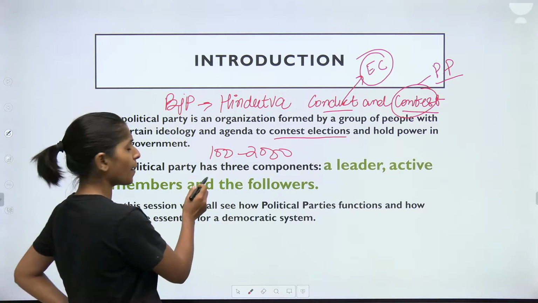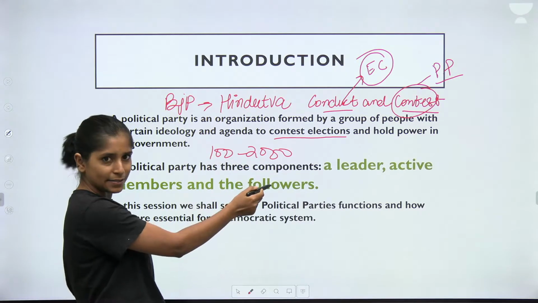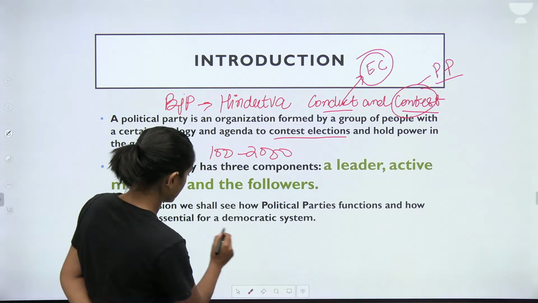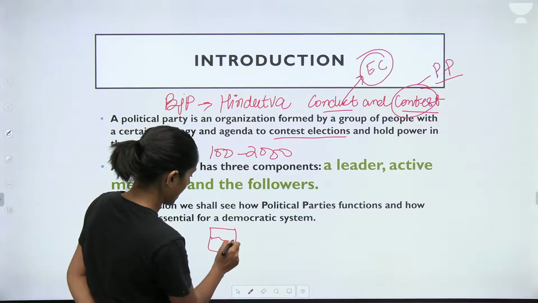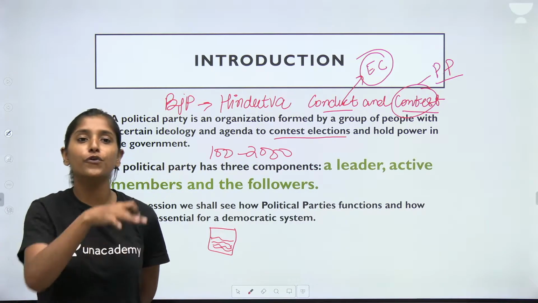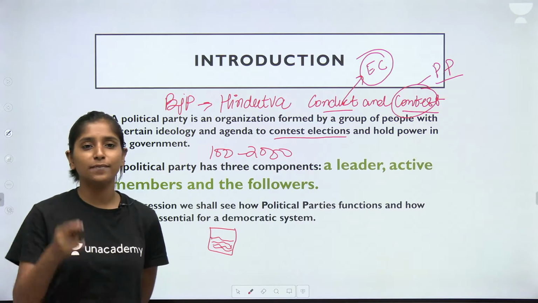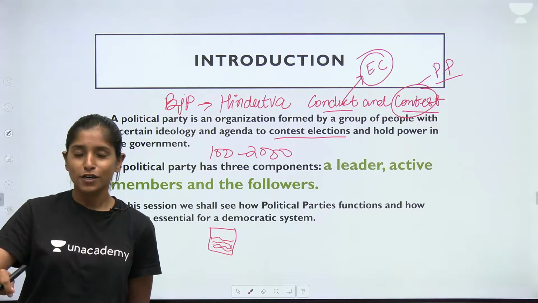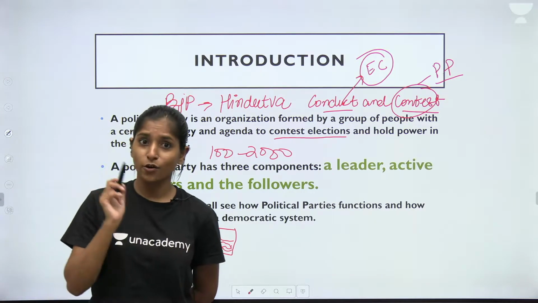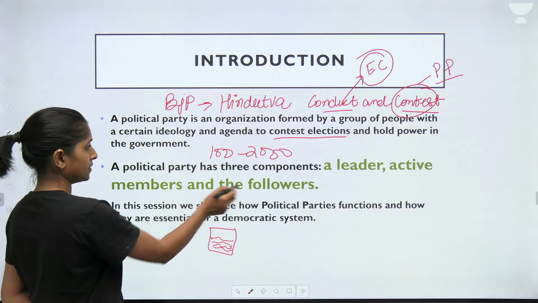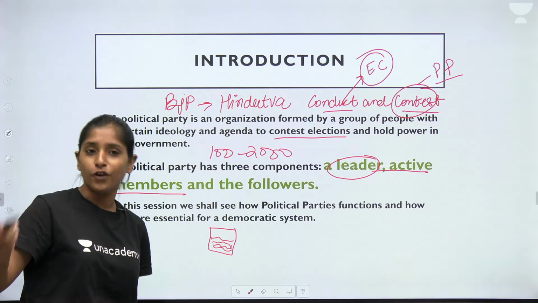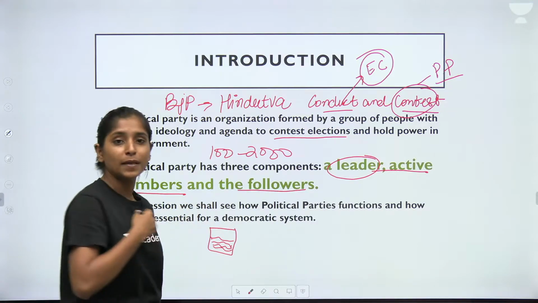Let's see. A political party has 3 components. Components means the mixture. Suppose we are talking about this beaker and we have a liquid in it, like a chemical. This particular chemical is made up of a few things. Let's talk about water. Water is made up of hydrogen and oxygen. So these two are the components of water, right? Similarly, a political party is also made up of 3 kinds of people. Number 1, a leader. Number 2, active members, the people who actually work for a party. Then the third, followers, people like you and me.